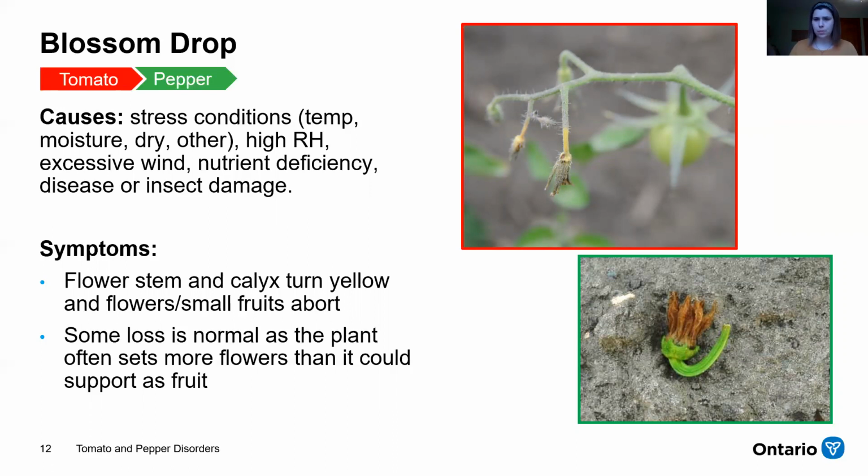It's important to remember that both tomato and pepper plants may naturally lose blossoms or small fruits, especially when carrying a heavy fruit load. And blossom drop is not generally of economic concern, especially because some varieties are more or less susceptible to blossom drop.